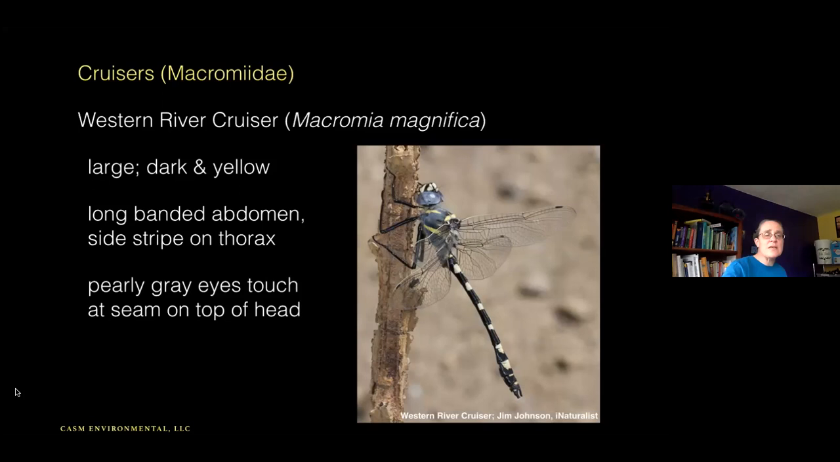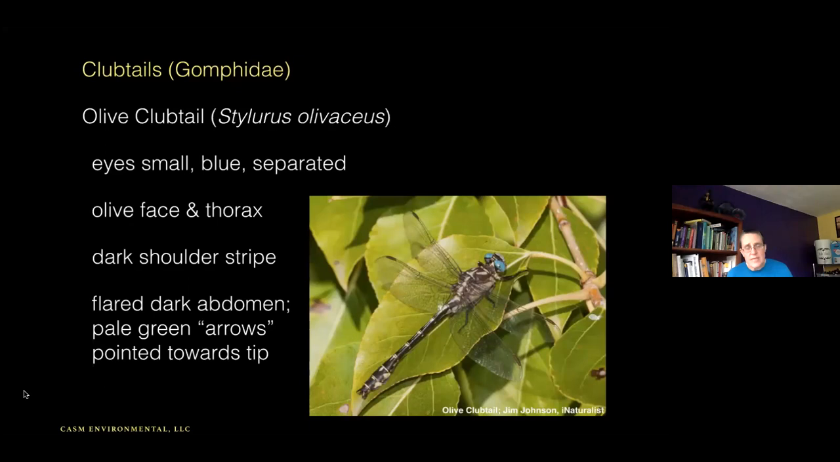And then club tails. This particular family is called club tails because in the male, the last few segments of the abdomen are very broad and very flared. So they're called club tails. The one that you're most likely to see, that's most common in this area, is called the olive club tail. One of the characteristics of the club tail family is that, unlike most other dragonflies, their eyes are kind of small. Not tiny, but smaller than a darner's eyes. And there's a little bit of separation in between them. That's very, very distinctive. So the separated eyes and that clubby abdomen are really distinctive.